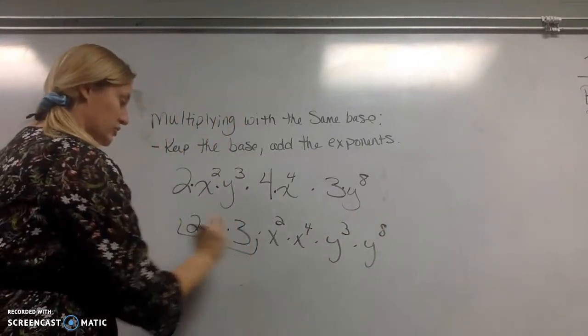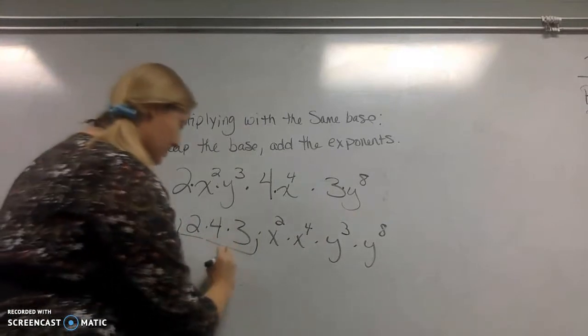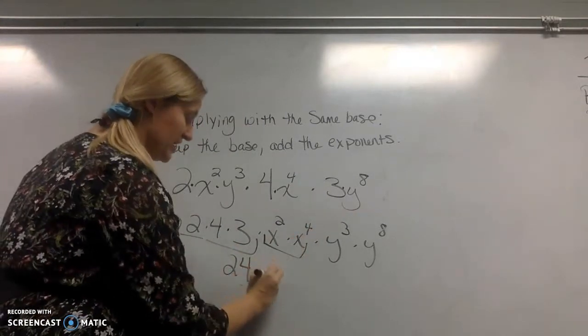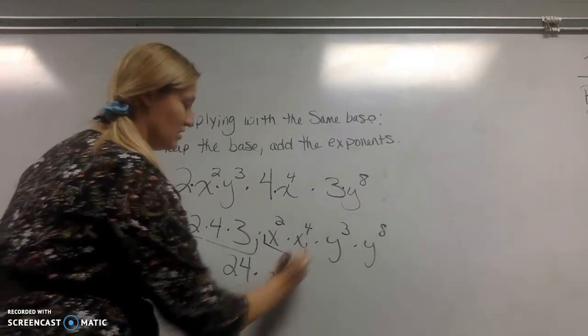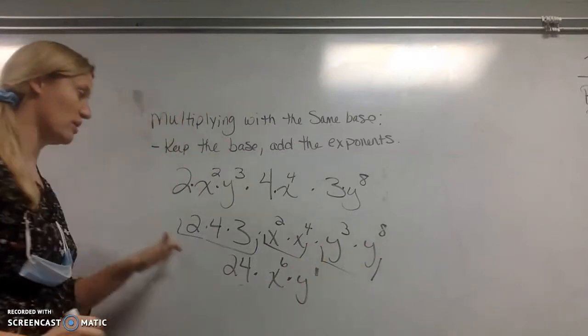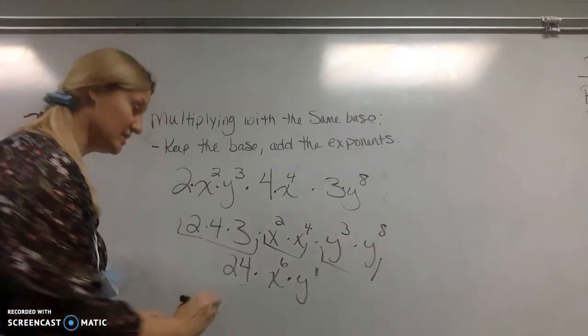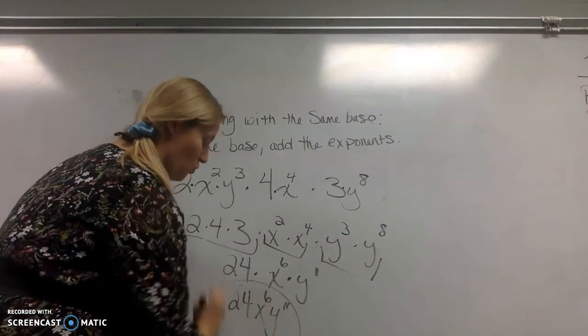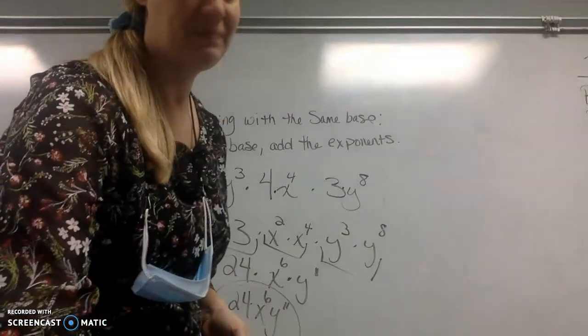Okay, 2 times 4 is 8, 8 times 3 is 24. Keep the base, add the exponents with the x, and I get x to the sixth. Keep the base, add the exponents with the y, and I get y to the 11th. So I just kind of split it up and do each piece. My final answer being 24x to the sixth, y to the 11th power. And that's how you do that.